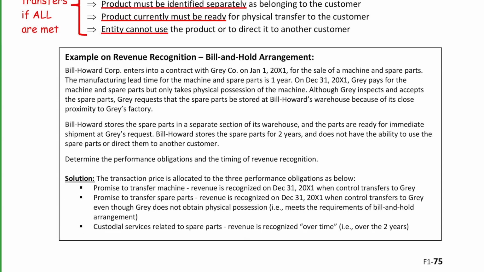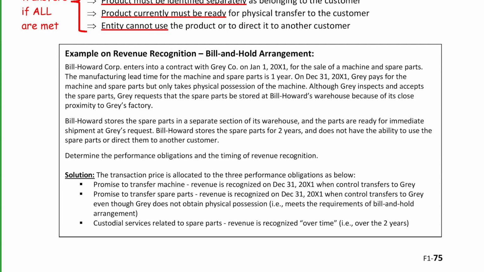So the transaction price needs to be allocated to 3 performance obligations. Of course, the first one is the promise to transfer the machine, and revenue is recognized on December 31st, year 1, when control transfers to Gray.